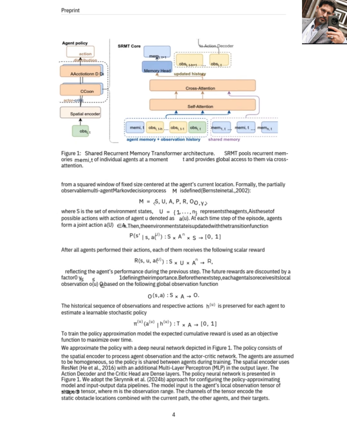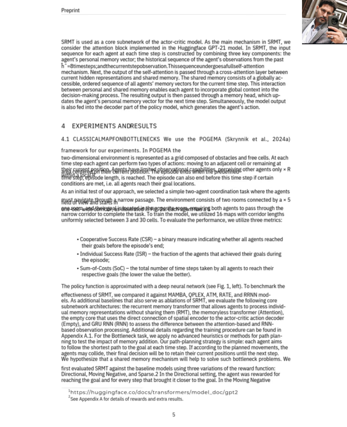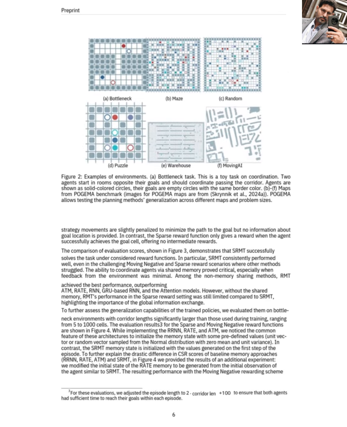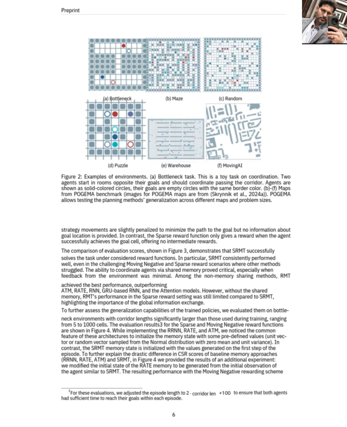SRMT is designed to tackle the challenge of coordinating agents without needing them to explicitly predict everyone else's behavior or constantly send messages. The core idea is this: instead of direct messages, SRMT uses a shared recurrent memory. Agents contribute information to this shared memory, pooling their individual observations or working memories. Then, they can access this collective memory through a mechanism called cross-attention. This allows agents to implicitly exchange information and coordinate their actions.